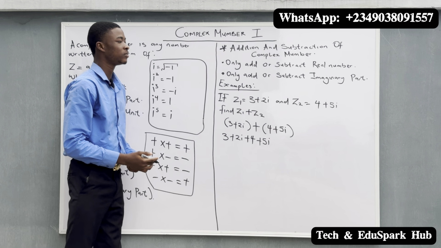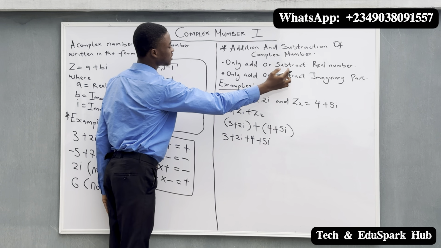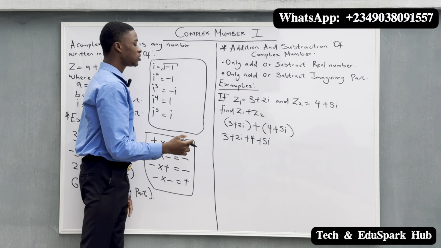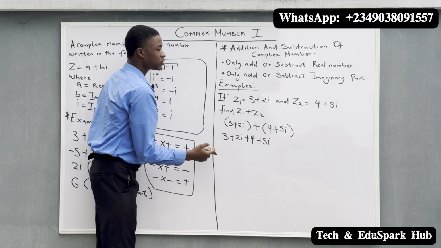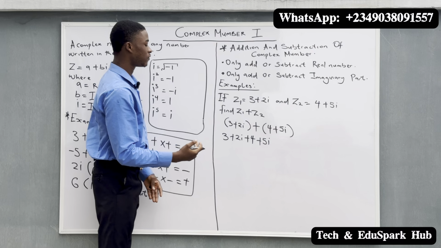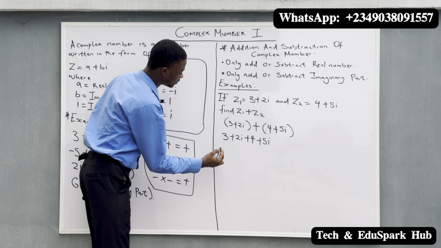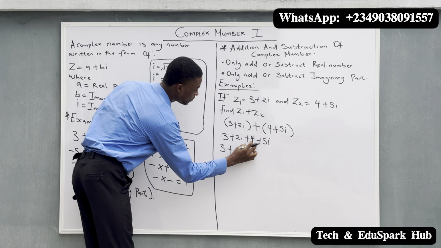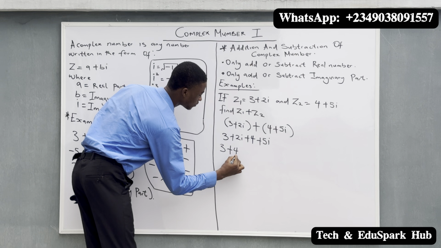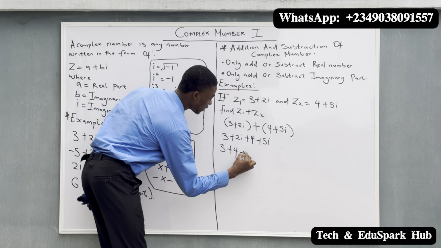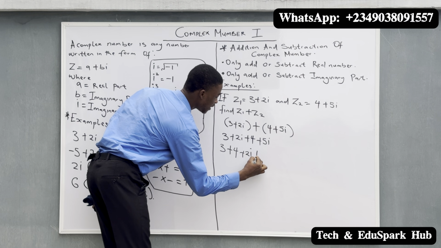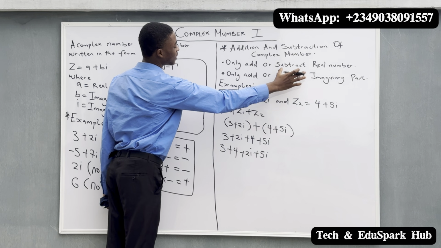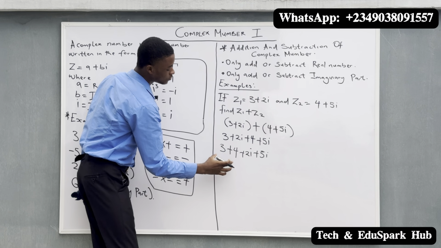That is totally wrong, because we only have to add or subtract real numbers, or add or subtract imaginary parts. So to do this, we just have to collect the like terms of real numbers and collect the like terms of imaginary parts. So in doing this, we can say 3 plus, because we are having plus 4 here, 3 plus 4, and also plus 2i plus 5i. In this case, we can add real parts and also add imaginary parts because we have collected like terms.